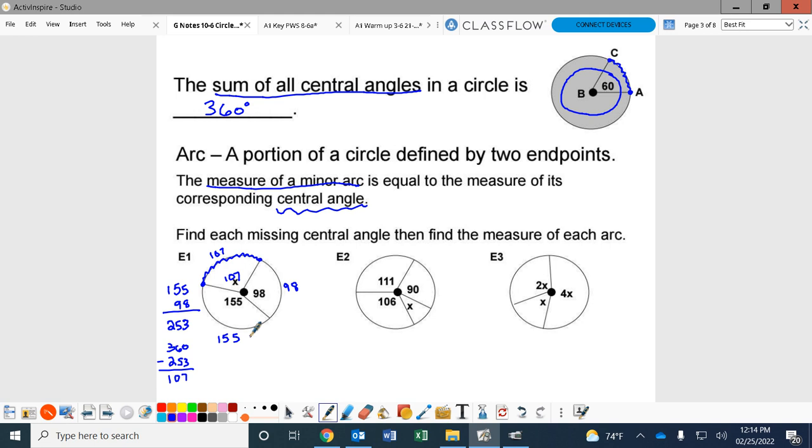Okay, here we go again. For the next one, 111 plus 90 plus 106. Y'all tell me, because I'm not going to try to do that. What was it? 307. It's just bigger than I thought it was. And then 360 minus 307 is going to leave you what? 53? Okay. 53 goes right here for the angle. Guys, once you get the angles, the arc part is easy. This one would be 111, this one would be 90, this one would be 53, and this one would be 106.